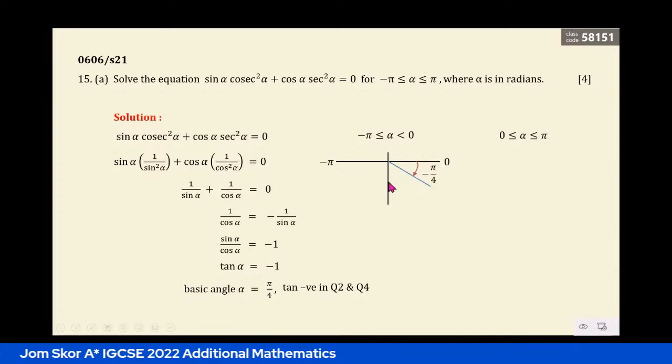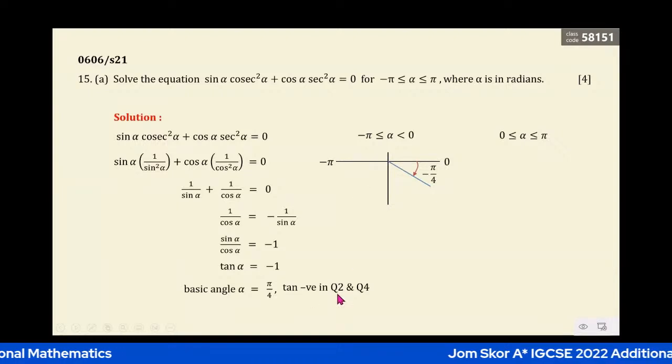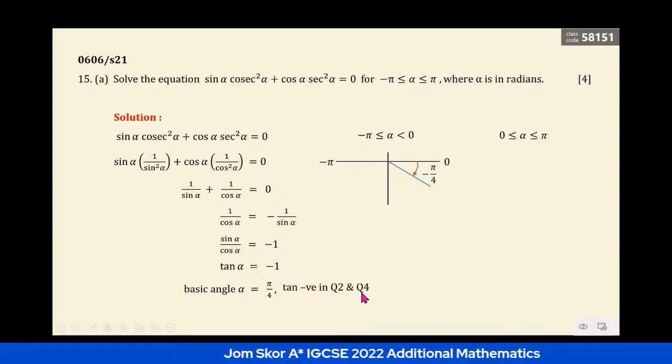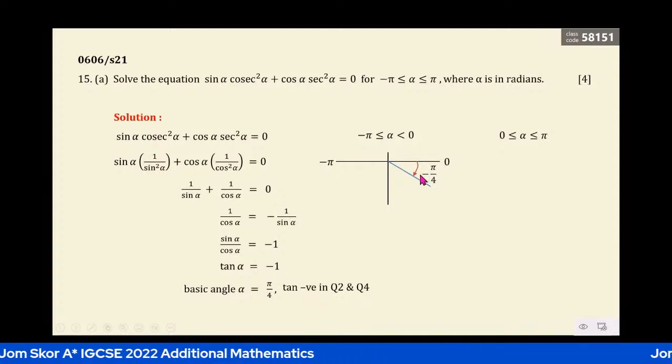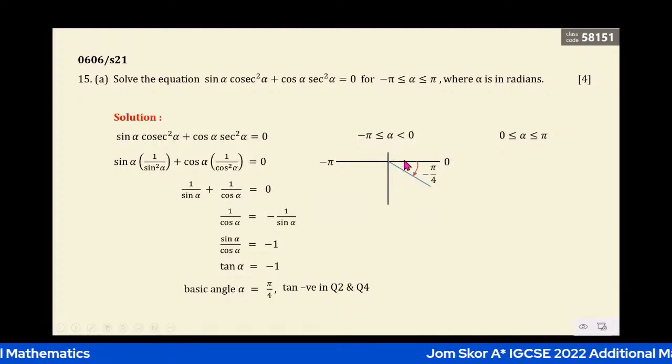So do we need to find the angle in quadrant 3? No need, because we identify that the angle that we want is in quadrant 2 and quadrant 4 only. So we only consider quadrant 4. After you got this one, so we are settled with the negative angle, so we move to the positive angle.